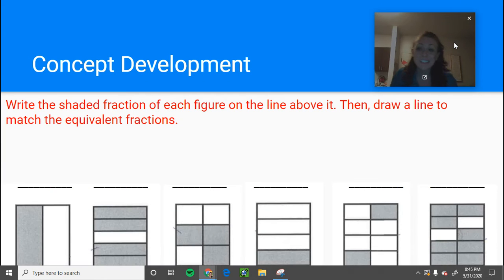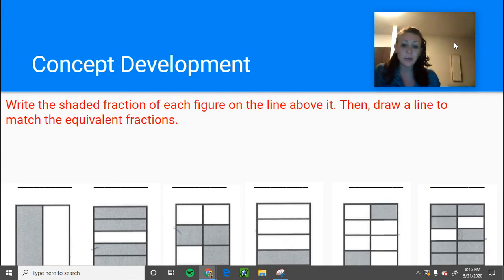All right, for today's concept development, we are going to be looking at the pictures of these fractions below, and we are going to have to identify the shaded fraction for each of these visual models. And then what we're going to do is draw a line to match up the equivalent fractions, or the fractions that are equal to each other. And we will be able to visually see how these fractions are equal to one another. So first, let's identify the fractions we see shaded.